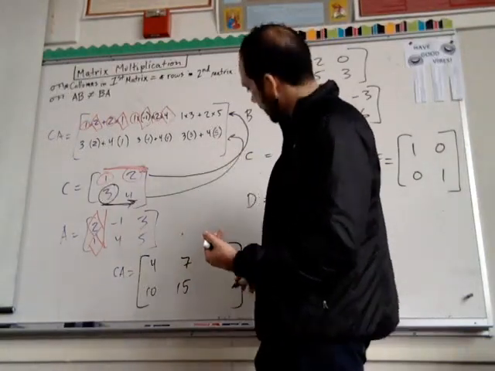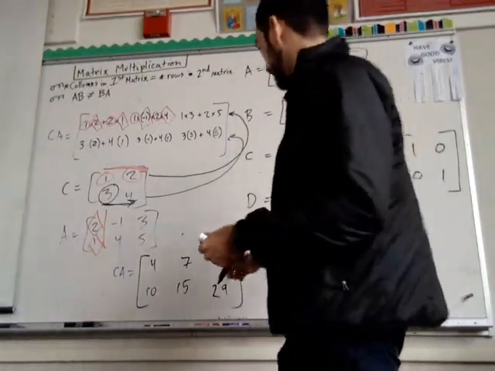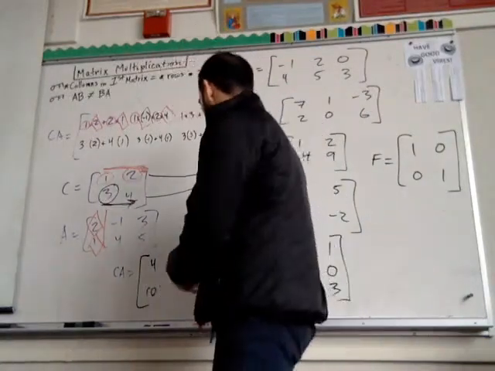9 plus 20, 29. Wait, the paper says 13. Which one? Instead of 15, it's 13. 14. Oh, that's right. Thank you.